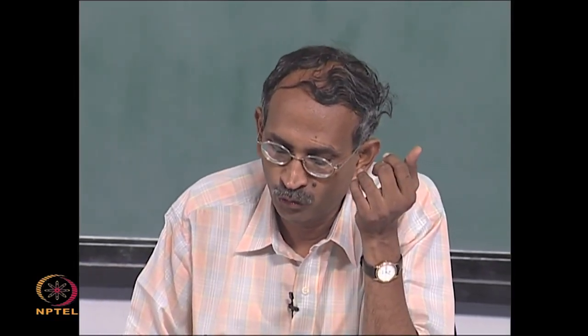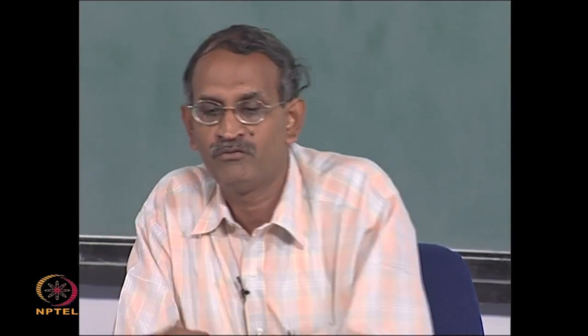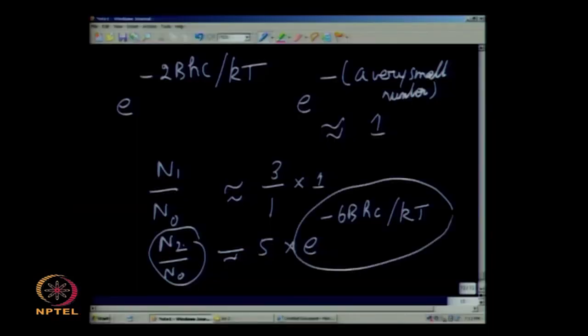Likewise, n2 by n0 is now of the order of 5, and of course, there is an exponential. If you want to calculate exactly, n2 by n0 is 5 into the differences between e2 and e0. E2 is 6B. So, what you have is minus 6hcB by kT, which is still a small number, and therefore, n2 by n0 is greater than n0, and n1 by n0 is greater than n0. Therefore, the intensities of these lines for the first energy state, the next energy state, etcetera, keep on increasing up to a certain value of J, when this becomes an important number and it starts reducing the ratios.